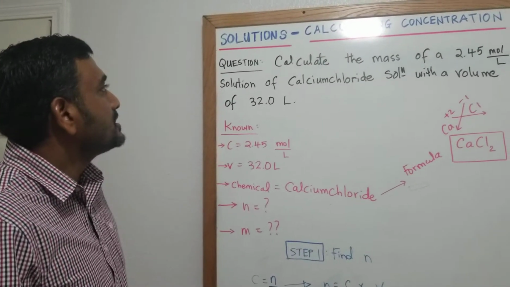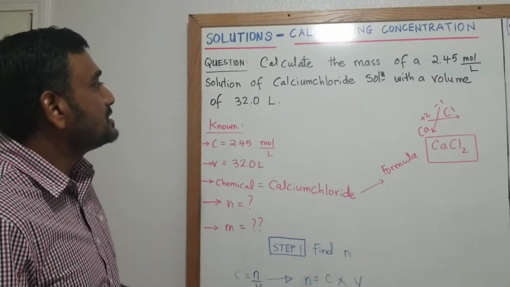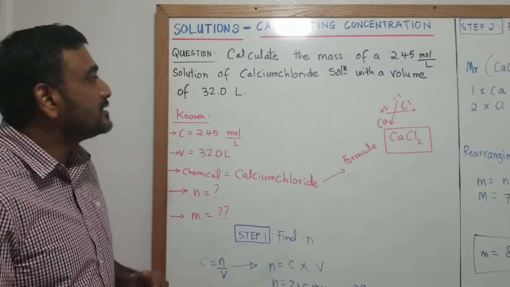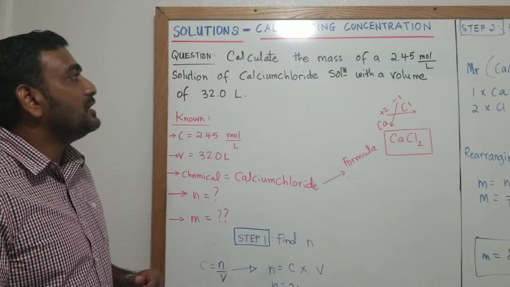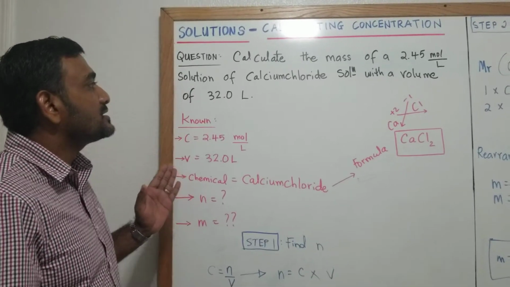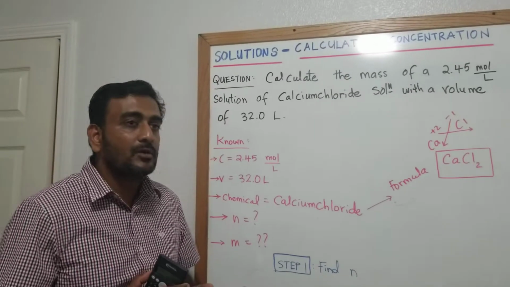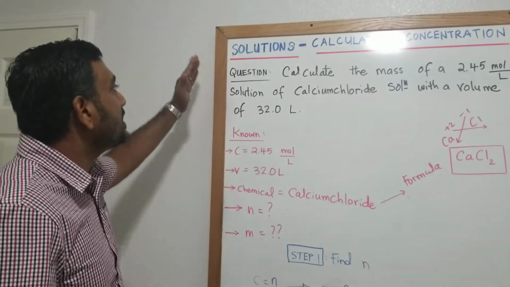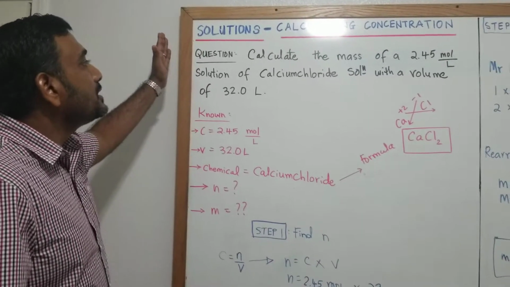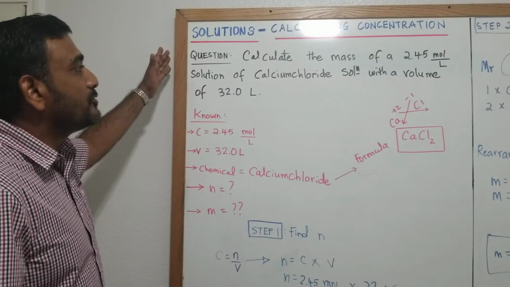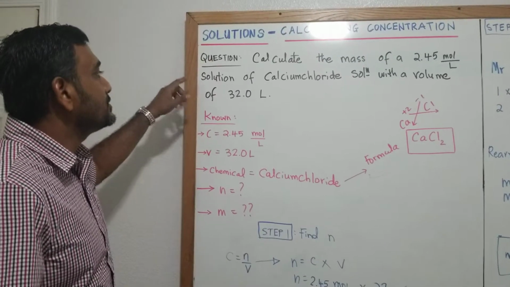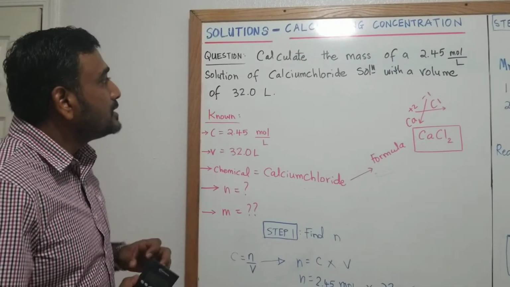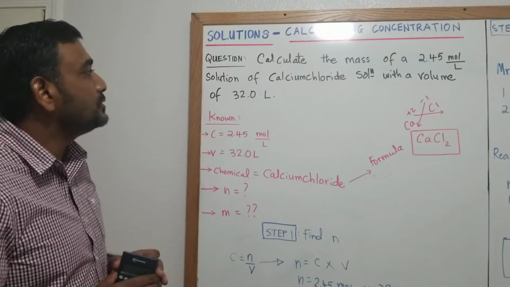Today I'll be showing you an example of how to calculate the concentration, the number of moles, the volume and the mass of any given question where some of the variables are given and some are not. So the question that I'm trying to explain today is: calculate the mass of a 2.45 mole per liter solution of calcium chloride solution with a volume of 32 liters.